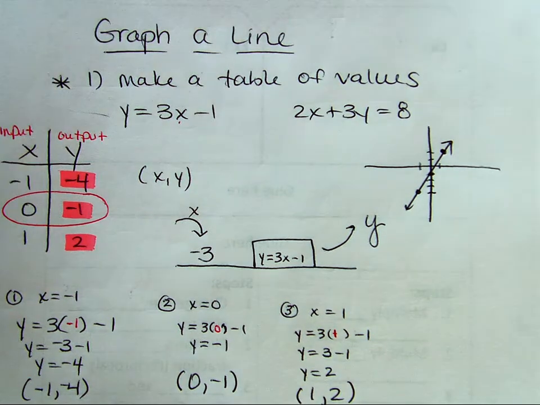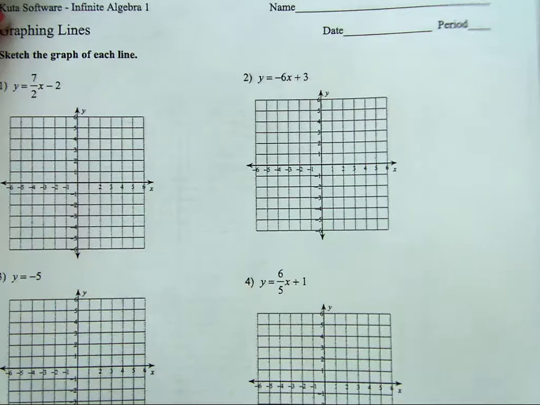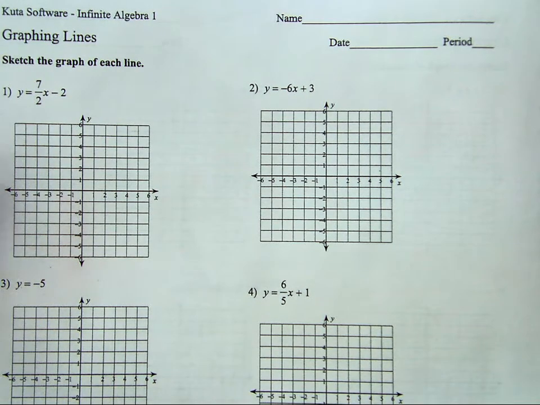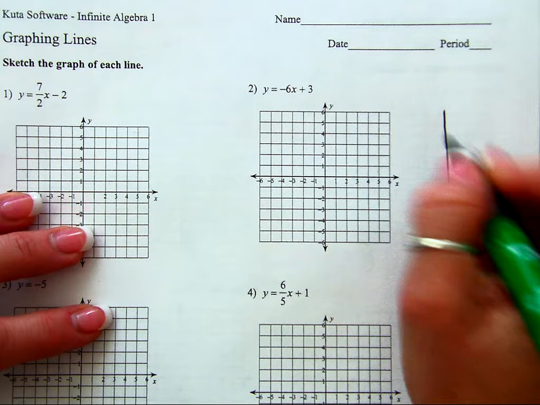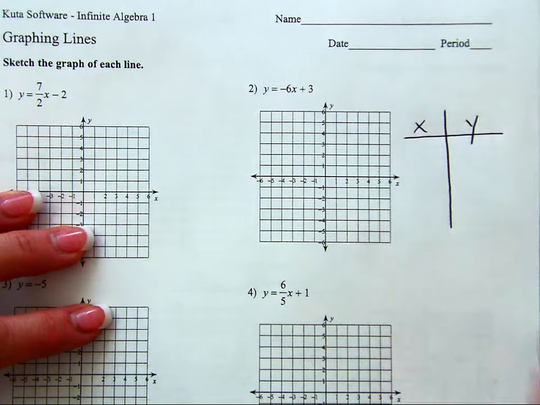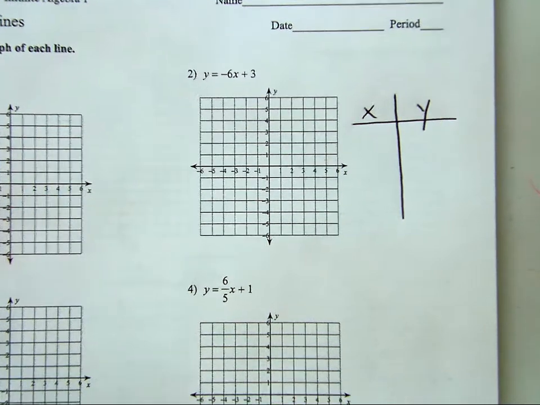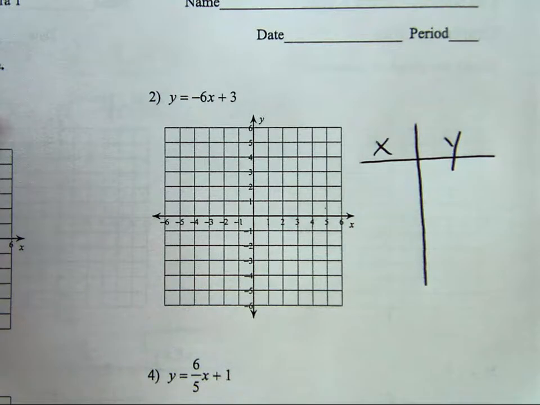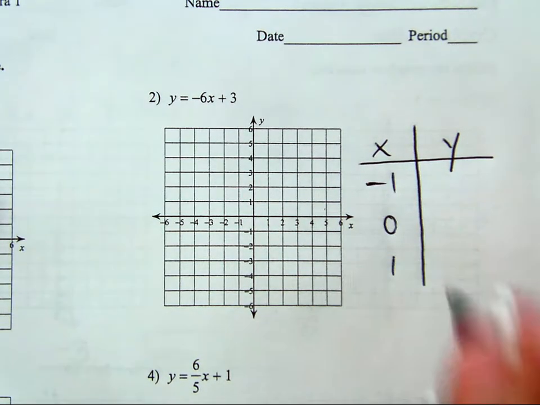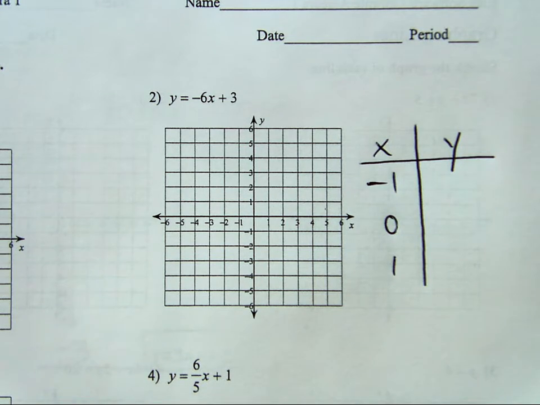So now I want you to take a look at the tables that I gave you, the graphs that I gave you rather. And I want you to go through number 2 with me. So let's just make a table here. Let's take a look at number 2. So I'm looking at my coefficient for x. I see that it's an integer. Every integer is easy to multiply any number by. I'm just going to do -1, 0, 1. These calculations, let's try in our head.